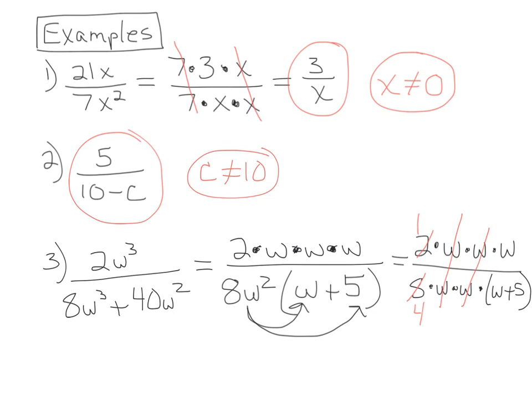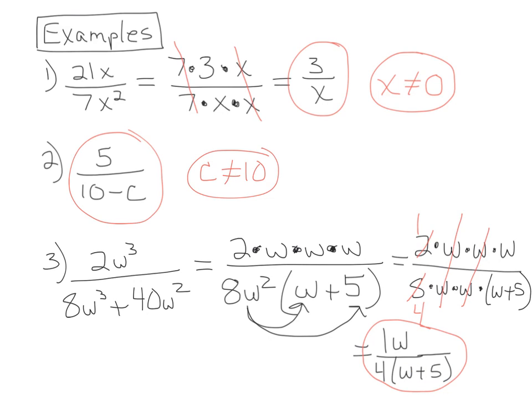Alright, so our final answer, on the top we have a 1w, and underneath we have a 4 and a quantity of w plus 5. So we have 1w and then 4 times w plus 5. And you're going to be tempted to cancel that w there because you're like, there's multiplication. Right, okay, but there's plus. Can't cancel. Now you have to look for excluded values.